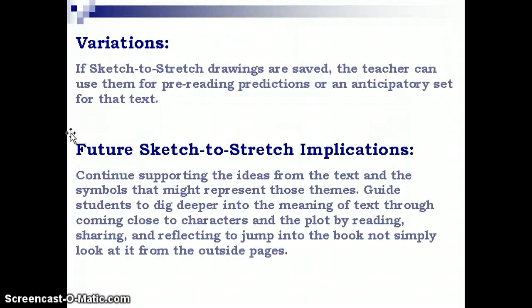There are multiple variations of sketch to stretch. Some teachers save the sketch to stretch drawings, and they can be used for pre-reading predictions and/or an anticipatory set for that text the next year. In addition, sketch to stretch can be used throughout the year. This should be used to guide students to dig deeper into the meaning of text through symbols, to allow them to come close to the characters and the plot by reading, sharing, and reflecting, to jump right into the book and not simply look at it from the outside pages.